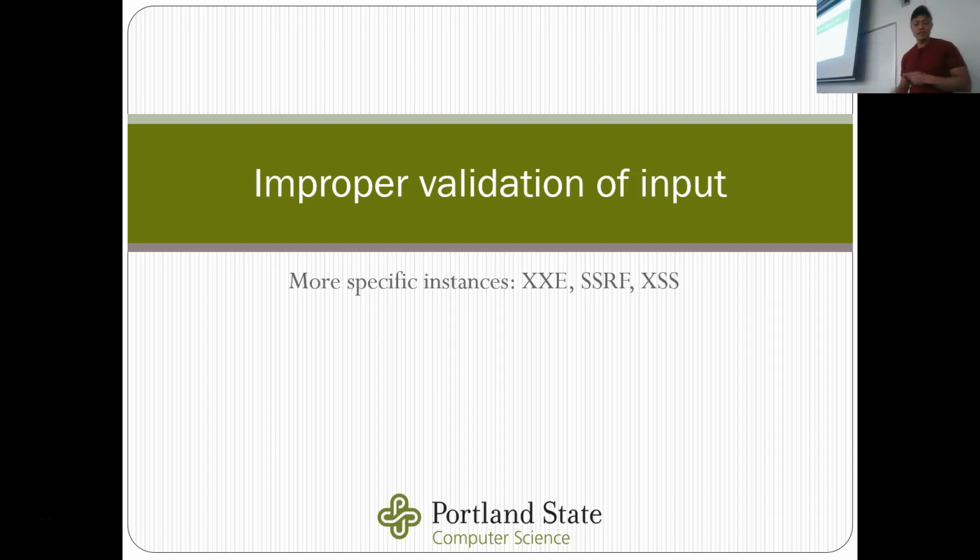Okay, the next class of vulnerabilities is the improper validation of input. You'll see that this comes across in other vulnerabilities that we'll talk about. This is sort of the generic class, but you'll see in Thursday's lecture, XXE and SSRF are also improper validation of input problems, and then cross-site scripting is, again, improper validation of input as well. But we're going to talk about the generic class.